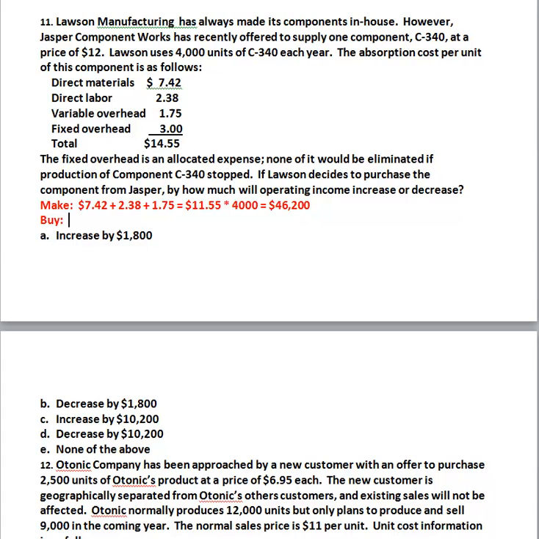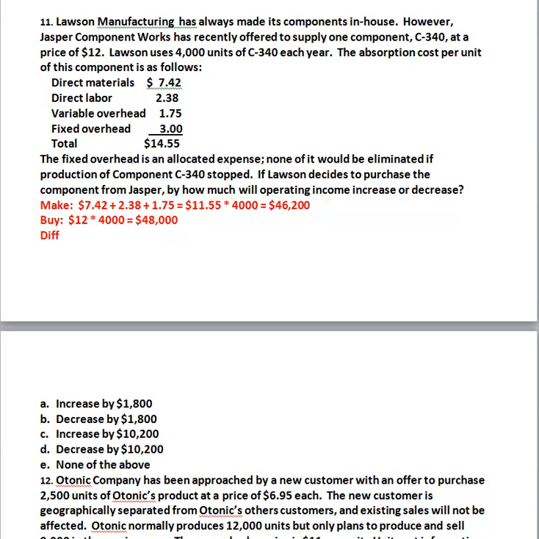To buy the component, it says that we would have to purchase the component at $12 a piece. We're going to have to purchase 4,000 units. So that's giving you $48,000 of relevant cost. So the difference is the difference between $46,200 and $48,000. So that's giving you an $1,800 difference.